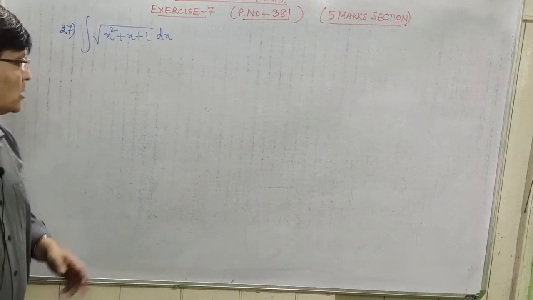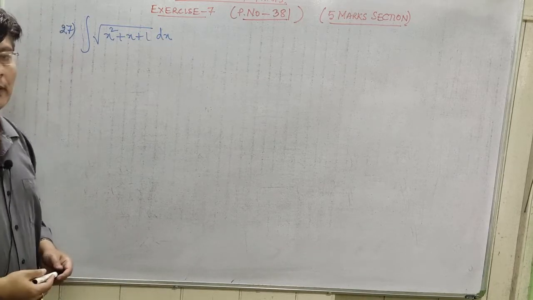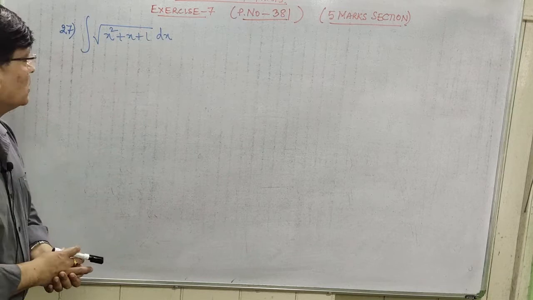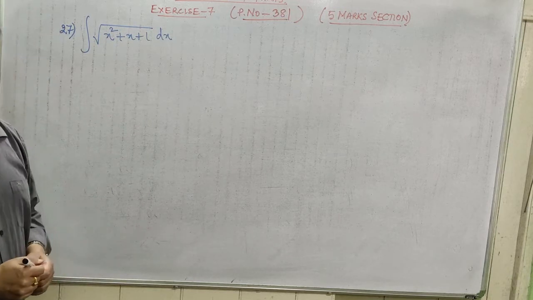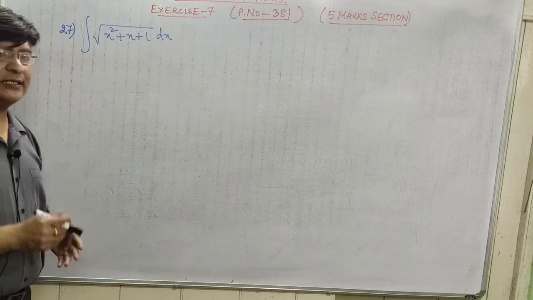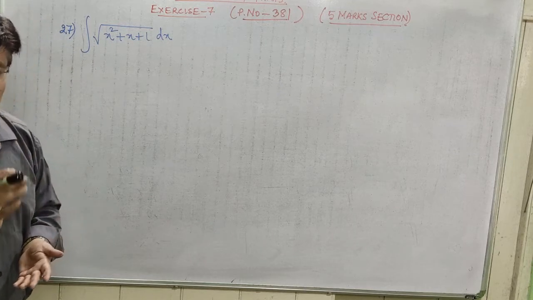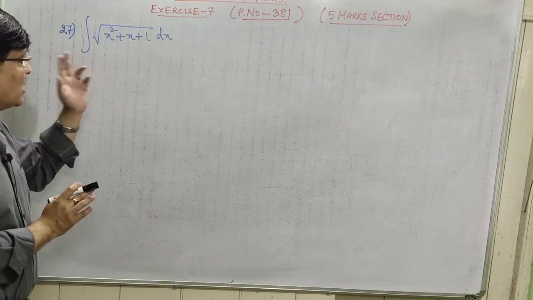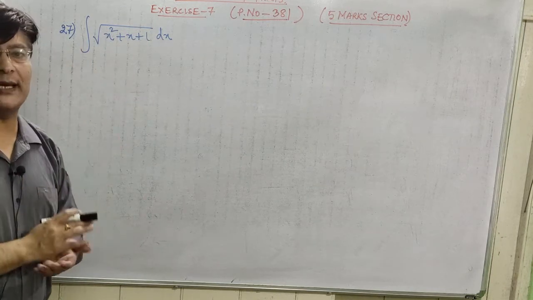So now we'll do the next question, that is question number 27. You have to evaluate this integration, that is the integral of square root of x square plus x plus 1 dx. So now in this case x square is there, the term containing x is also there and the constant term is there. So there is x square and x, both the terms are there.